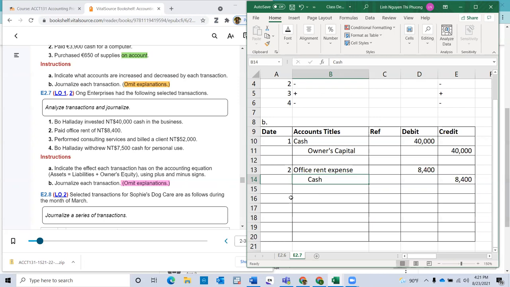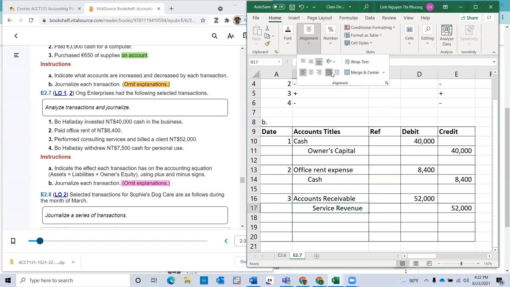Number three. Perform consulting services and bill a client, $52,000. So we have account receivable, debit $52,000, and credit service revenue, $52,000. Again, to indent the account, you will need to click here, increase indent, to the right.